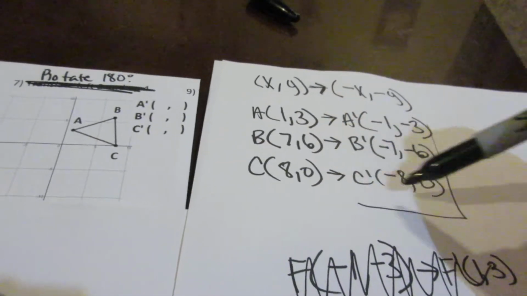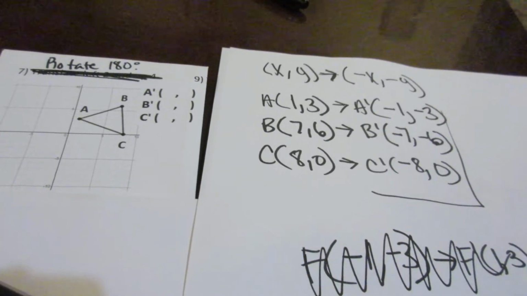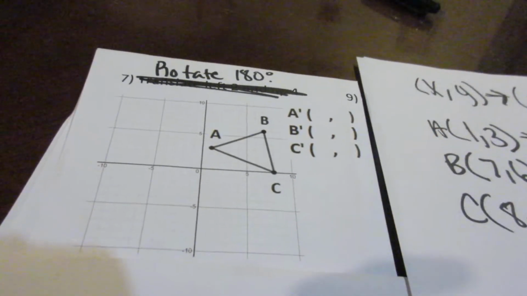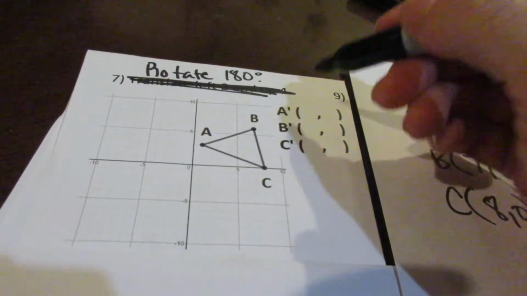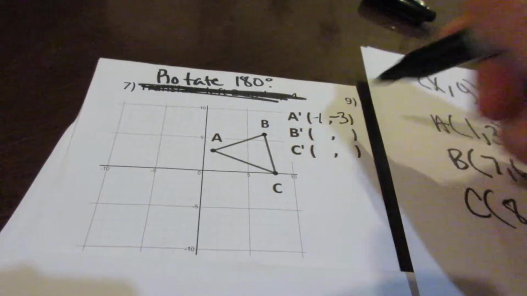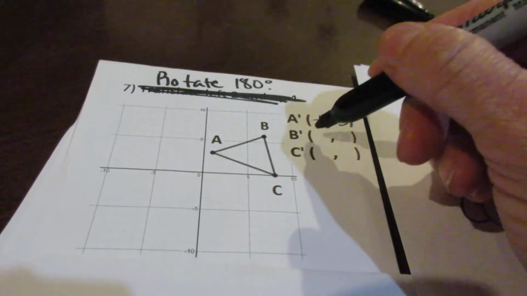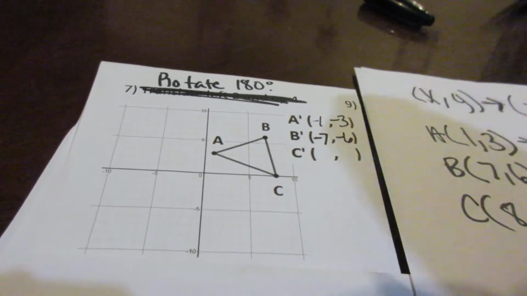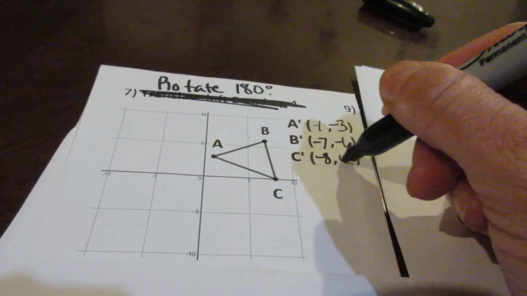Okay, so now jumping back to our original example, we have points A prime, B prime, and C prime, and we are ready to graph them. Before we do that, I'm going to go ahead and write them in the answer spot provided on the sheet. So A prime is -1, -3. B prime is -7, -6, and C prime was -8, 0.